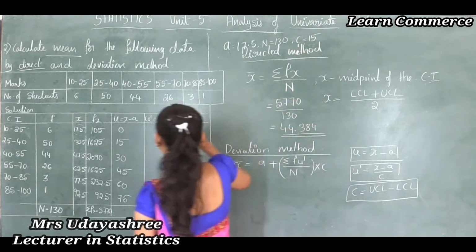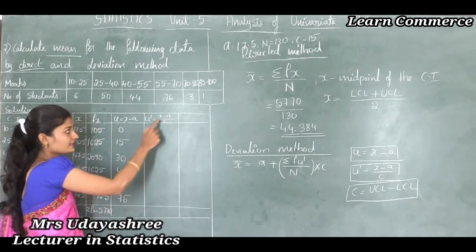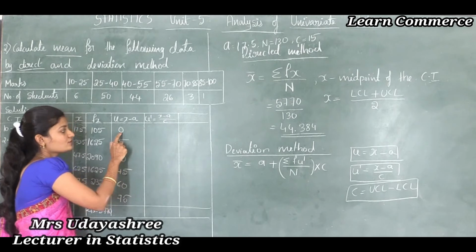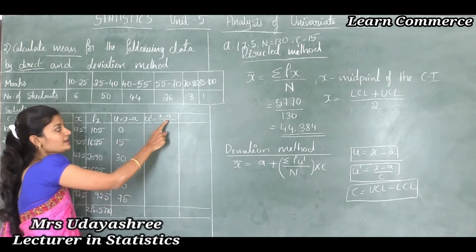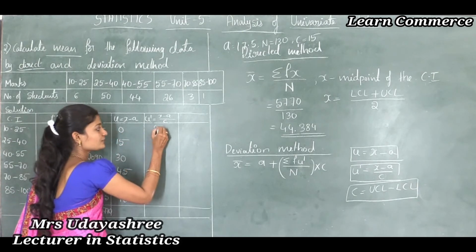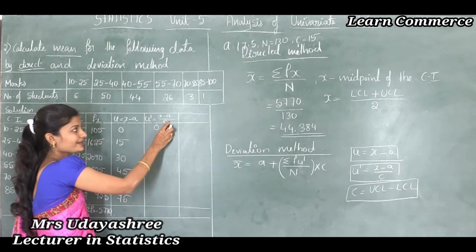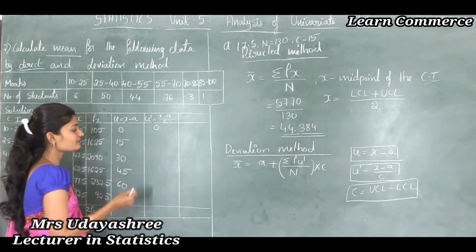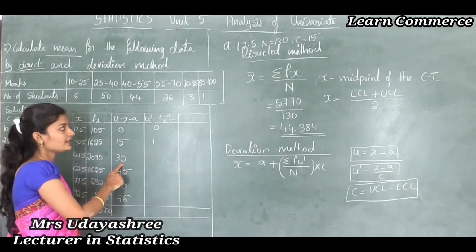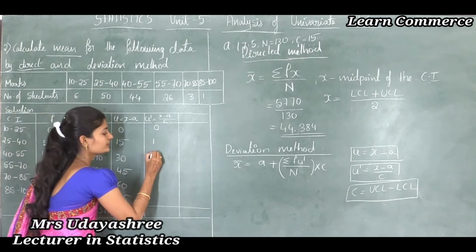So now see u dash. The u dash formula is x minus a divided by c. So what is x minus a? Here x minus a is 0. So 0 divided by c, c is 15. So 0 divided by 15 is 0. Next, x minus a is 15. So 15 divided by 15 is 1. Next, x minus a is 30. 30 divided by 15 is 2.